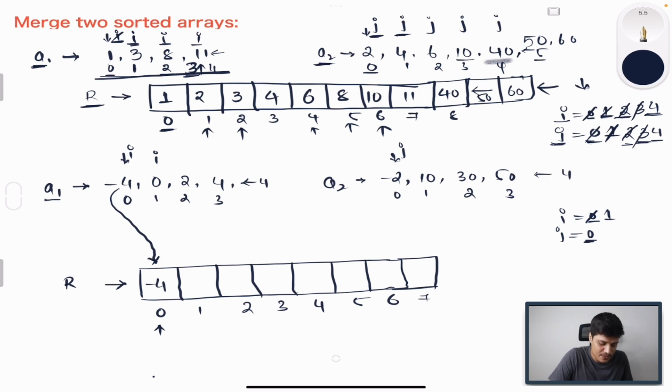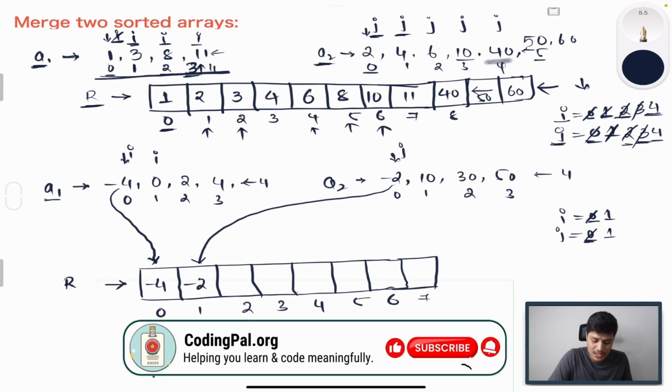Now what we will do, 0 and -2 will get compared. Obviously -2 is smaller than 0, right? So we will move -2 into index 1. So -2 will be filled. The next position that we need to fill is 2. And since we have moved the value at the jth index from array 2, we will increment it by 1, so j will also become 1.